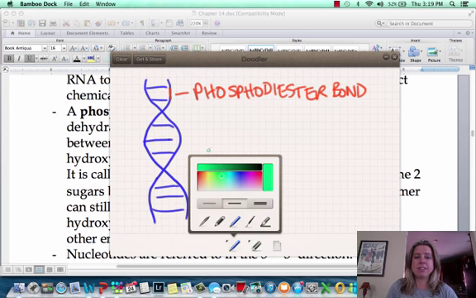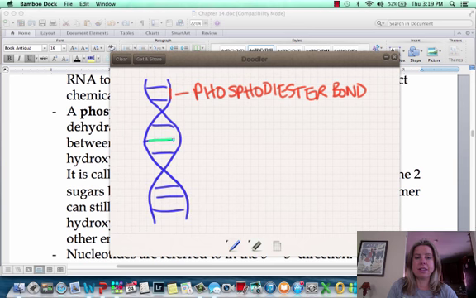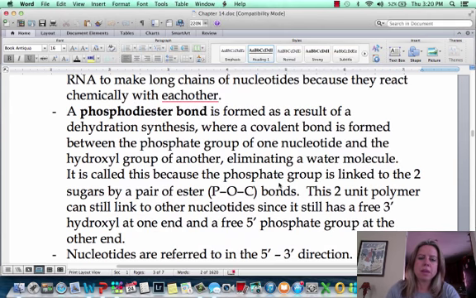That's different from the bonds here to here. Those are hydrogen bonds. Wow, I can't spell well today. All right. So all of the rungs of the ladder are hydrogen bonds. All of the sides of the ladder are phosphodiester bonds. That's something you want to keep in mind, because people tend to get confused with that.